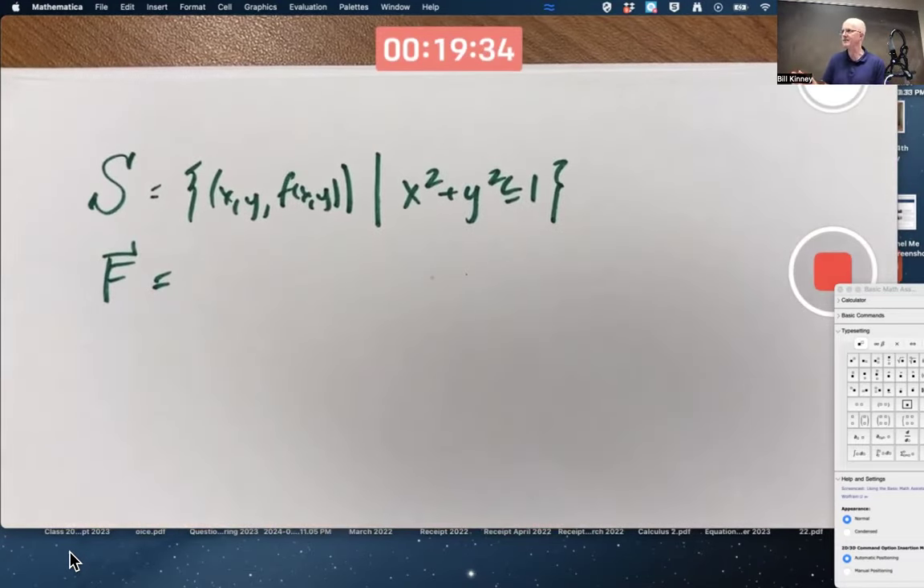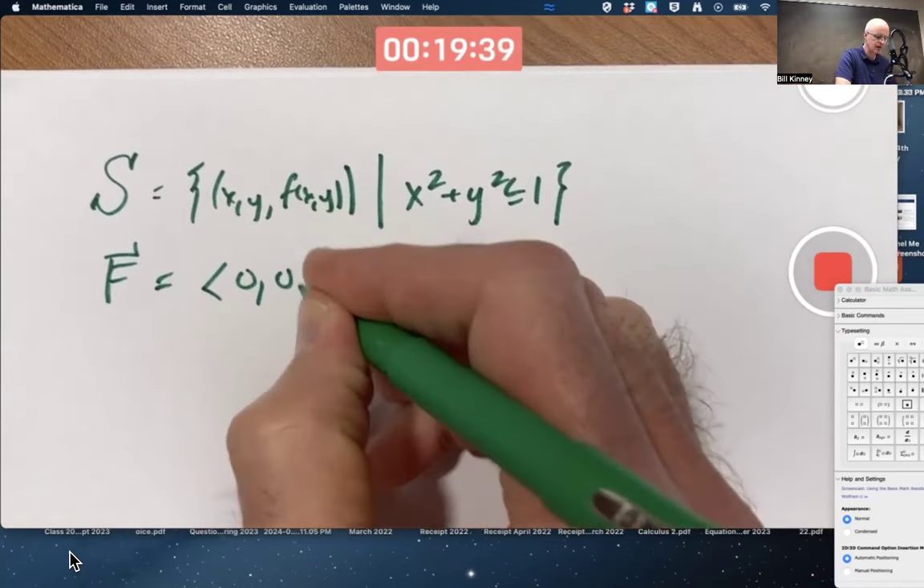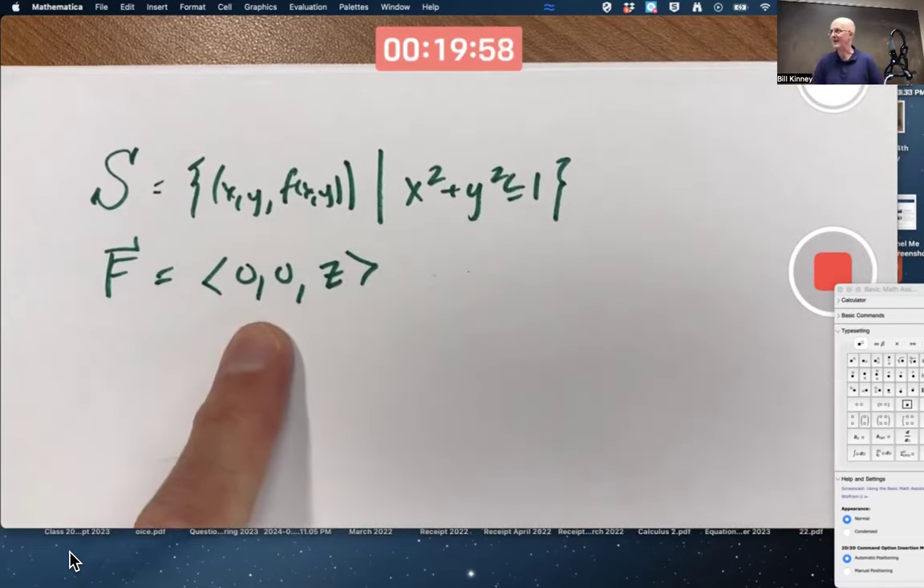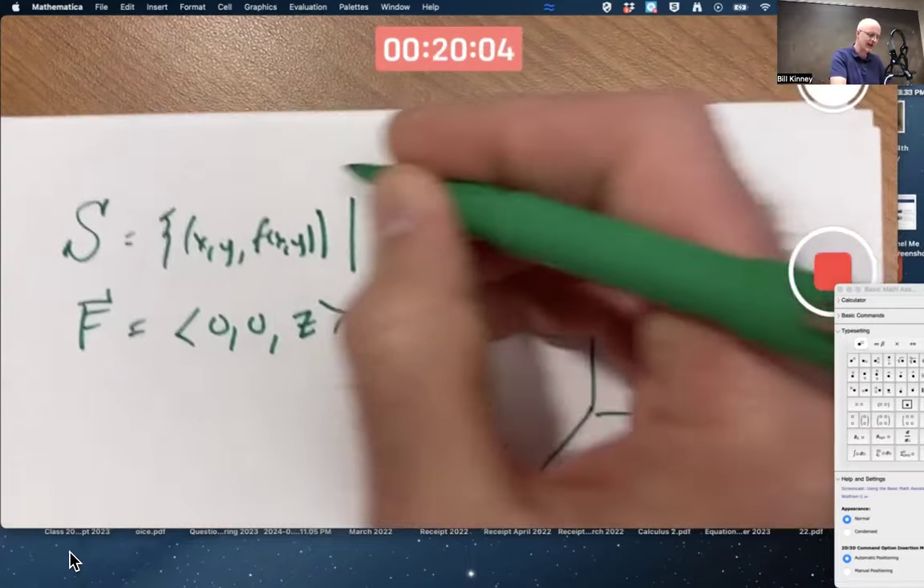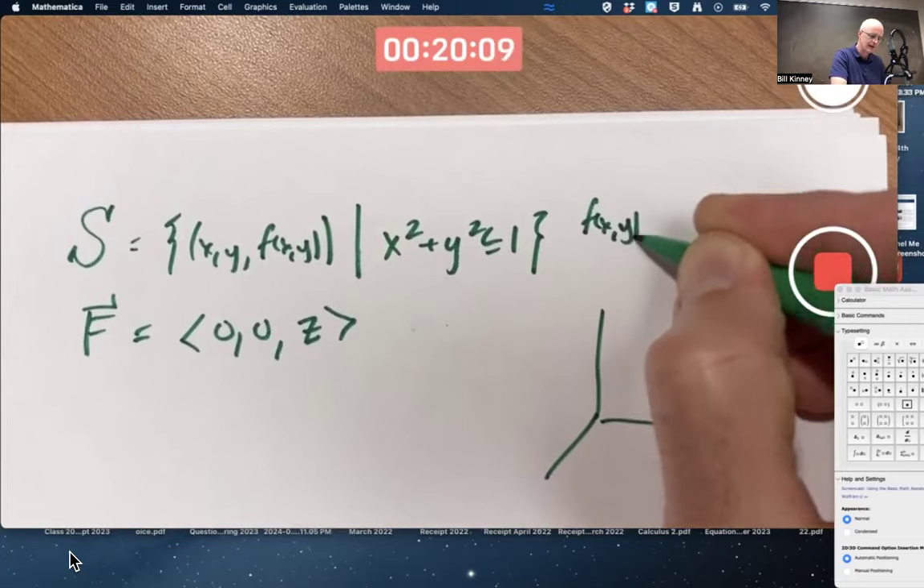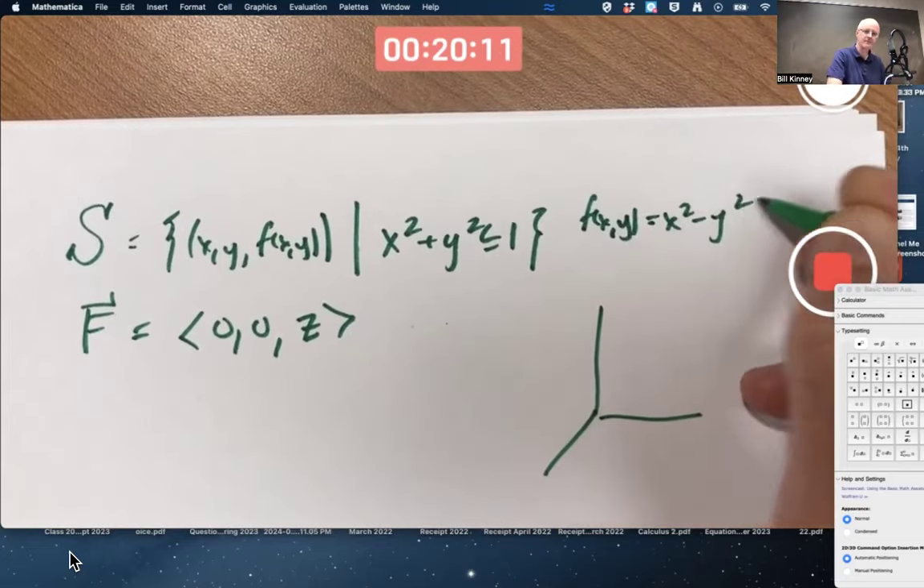Let's make the capital F fairly simple: 0, 0, z. It's going to be a three-dimensional vector field, and it's nicest when they're simple. F of x, y is still x squared minus y squared. I forgot to write that.